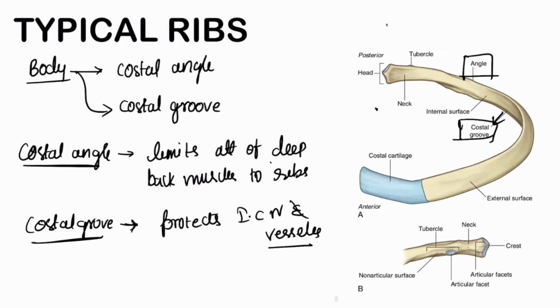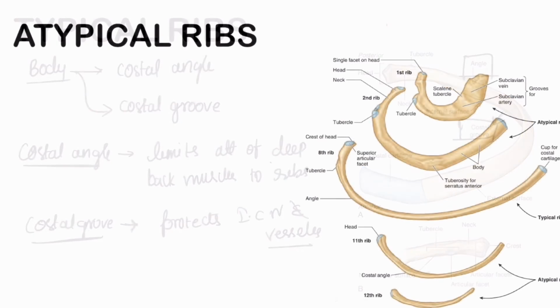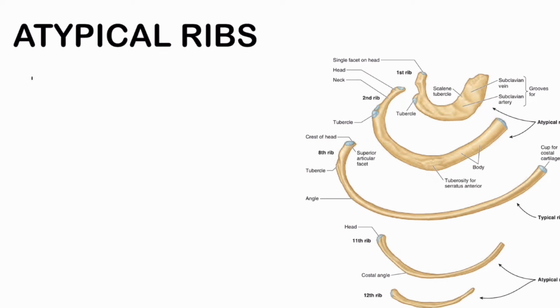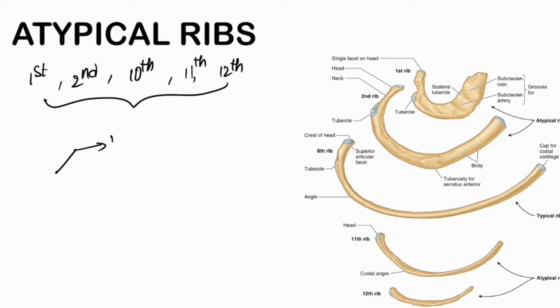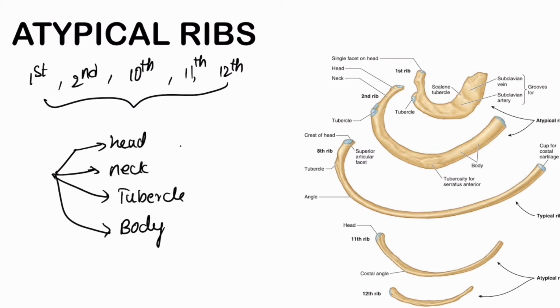That's all about the typical ribs. Now let us look at the atypical ribs. Atypical ribs are the first rib, second rib, 10th rib, 11th rib, and 12th rib. Atypical ribs means if they miss any of the features that a typical rib has, that means head, neck, tubercle, and body, then they are known as atypical ribs.